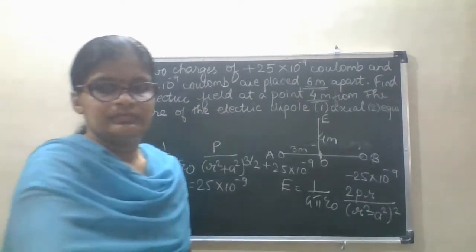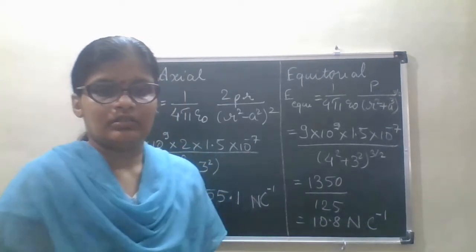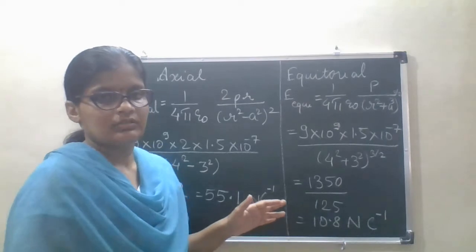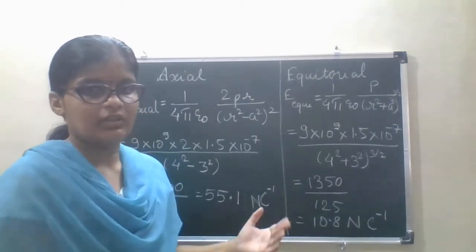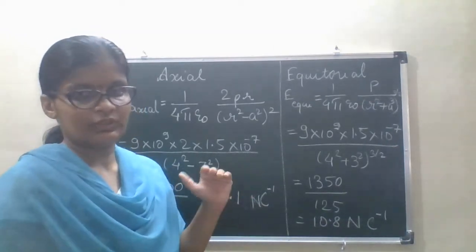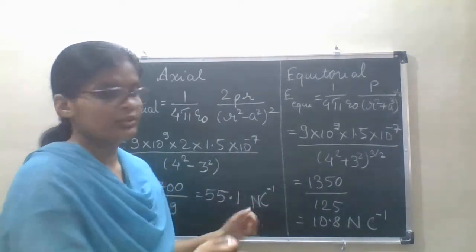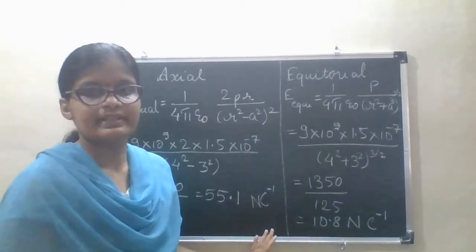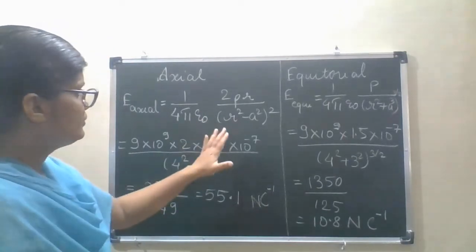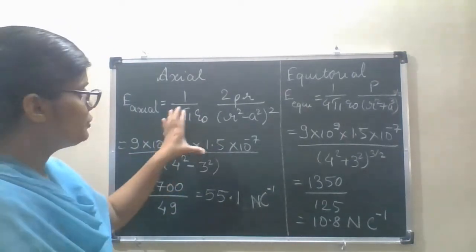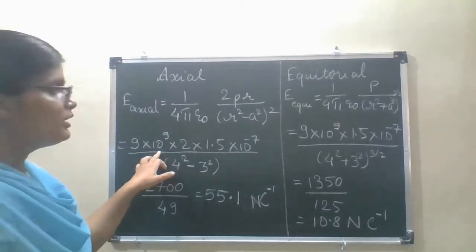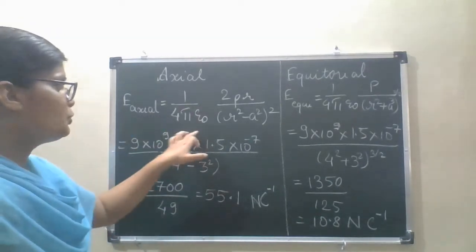As we have already seen how to do it, but still, to check whether the answer is correct or not, I have already solved the problem over here. You can solve the problem on your own and then come here to check whether whatever you have solved is correct or not. Here we have substituted the values of the given question into the equation. This 9 into 10 to the power 9 is the value of 1 upon 4 pi epsilon naught.